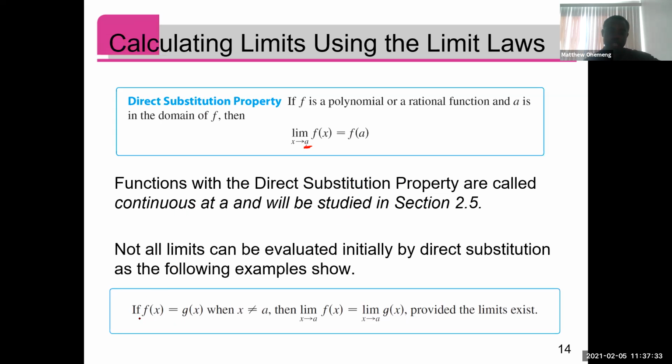Now, one other thing, if two functions are equal, except maybe at the point where you are taking the limit, where they are not equal, right? Then their limit will be the same as you approach that point. Why? Because when you are taking the limit, you're not looking at exactly that point. So if two functions are equal at every other point, except at the point where you're taking the limit, it doesn't affect the limit. You see, that's what this property is talking about. And it makes sense, right?